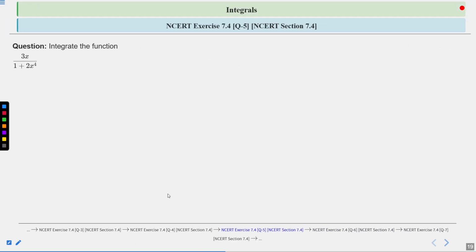The next question is we need to integrate the function 3x upon 1 plus 2x to the power 4. So how can we integrate? Again, we will try to apply a substitution method and try to convert the given integral into a standard form to calculate its value. Again, you have some time to solve or think about the given question. After that, we'll discuss the solution part.